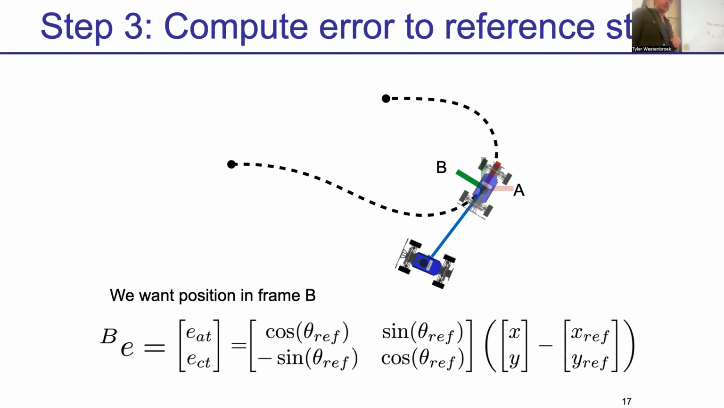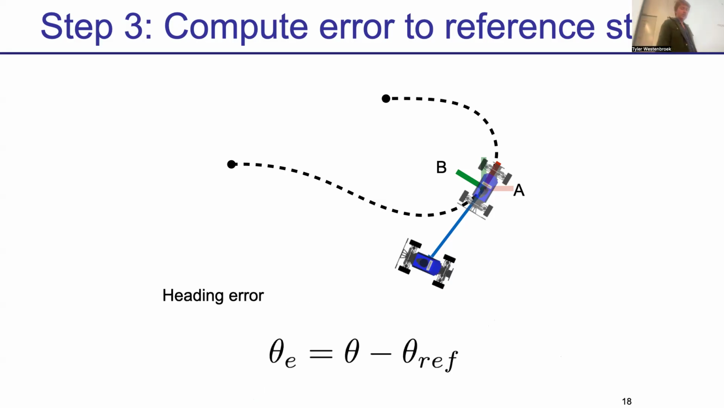Okay, right. And so again, if you write everything out and fill in all the details, this is what it would look like. We did all of that to translate the XY error into something which makes sense for the car. And again, we're going to define the heading error in the most natural way, where it's just the difference between the current heading of your car and the desired heading of your car.